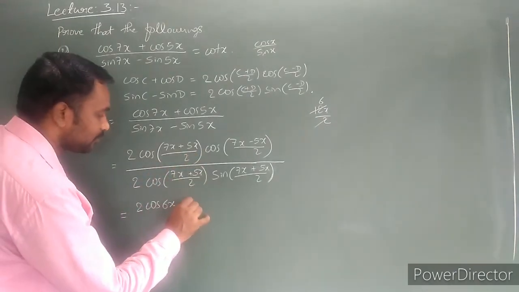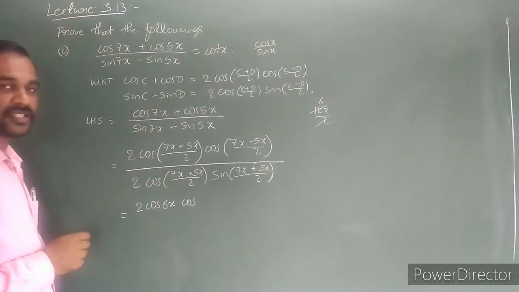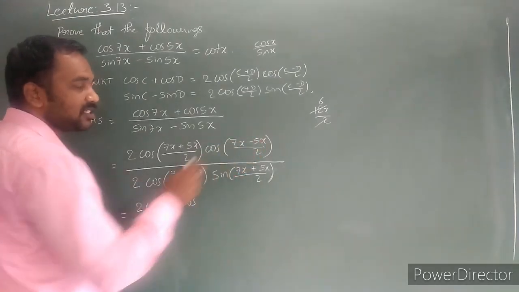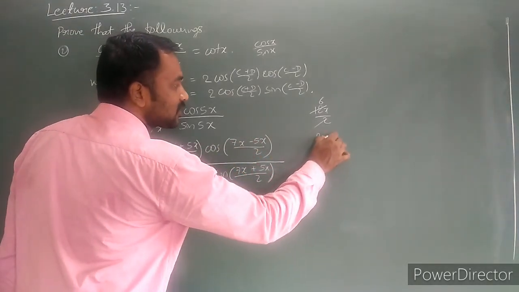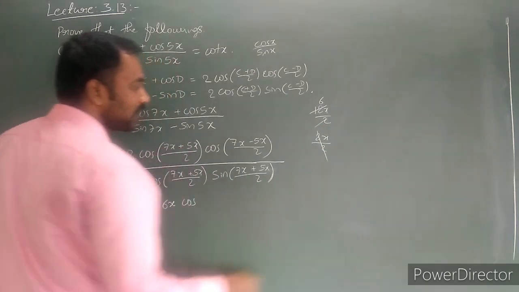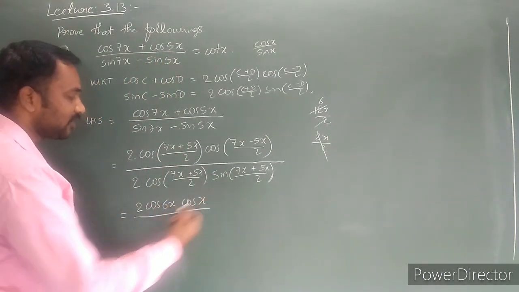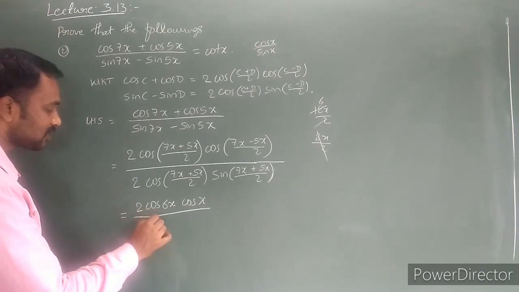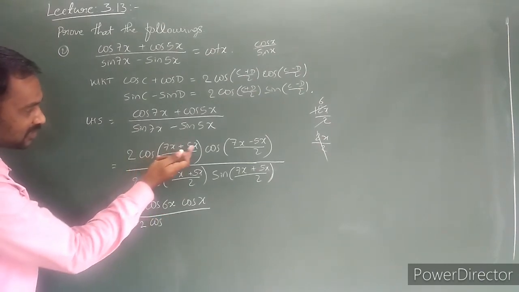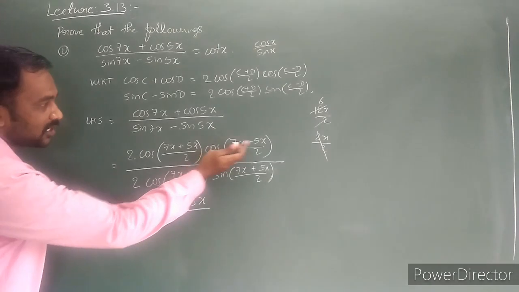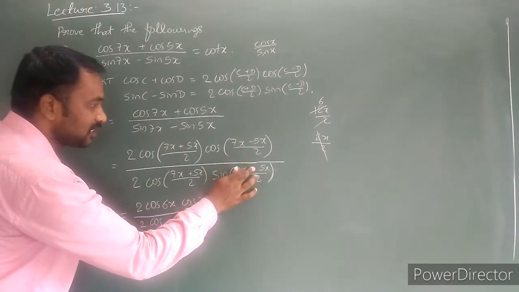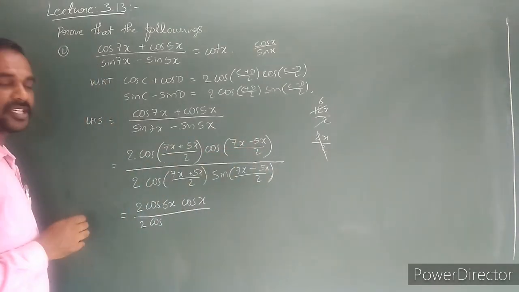Next, cos of 7x minus 5x. Sorry, 7x minus 5x is 2x. 2x divided by 2, the 2 gets cancelled. What is left? x is left. Next, the whole thing divided by, again 2 as it is. Cos of the same angle, 7x plus 5x by 2, and here it is a minus, 7x minus 5x by 2.